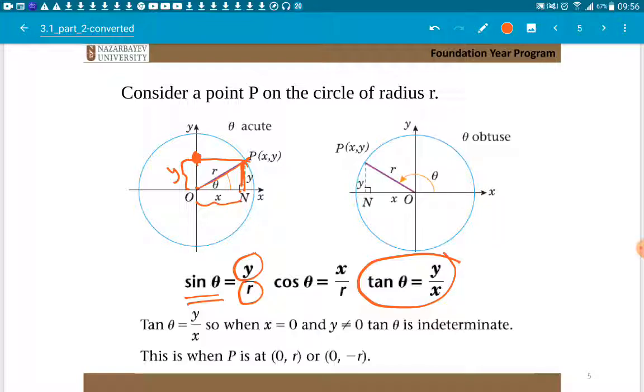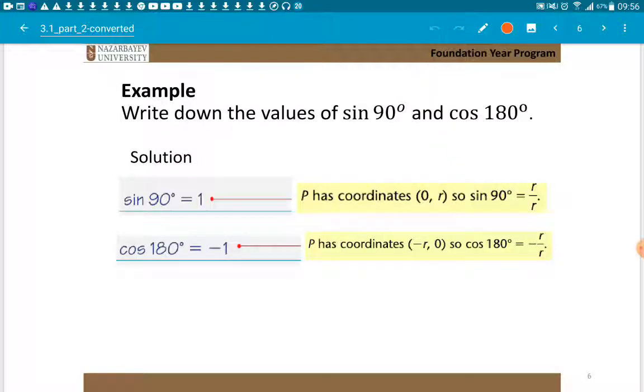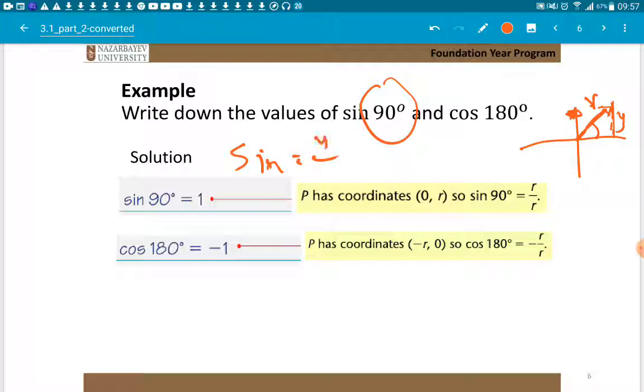Okay, let's see if there are some problems we could solve. Write down the value of sine 90 and cos 180. Sine 90: let me make another angle here, which is less than 90. Let's say this is r, and we know sine is the opposite, which means y over r. Look at what happens to y if I increase the angle. y is going to be bigger. When it's 90, y equals r itself. So sine 90 will be r over r, which is 1.